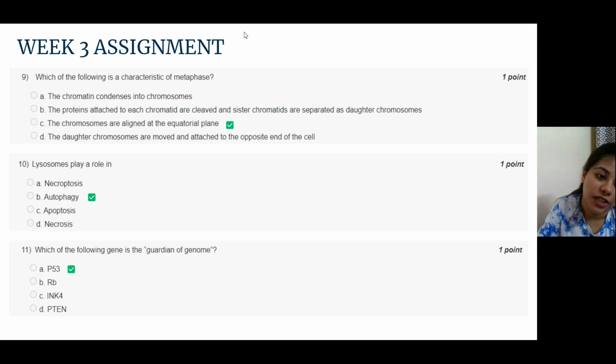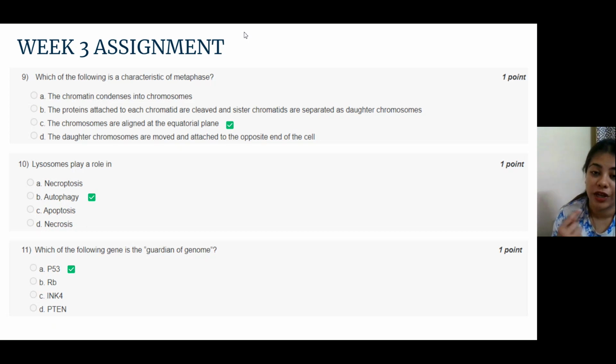Then the next question was about lysosomes. Lysosomes play a role in necroptosis, autophagy, apoptosis, and necrosis. Necroptosis is a sort of combined phenomenon where it appears as if the cell is undergoing necrosis and apoptosis at the same time. There are clear distinctions between these two processes as well.